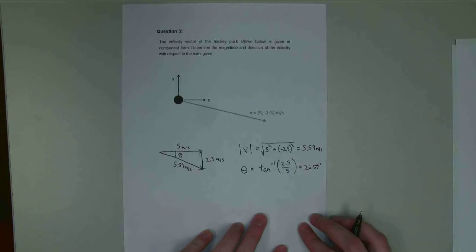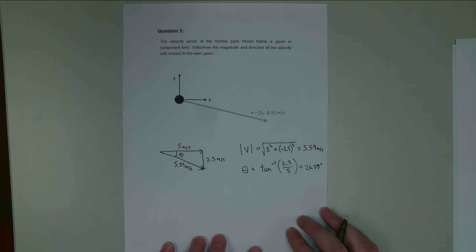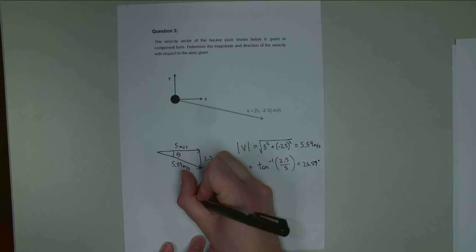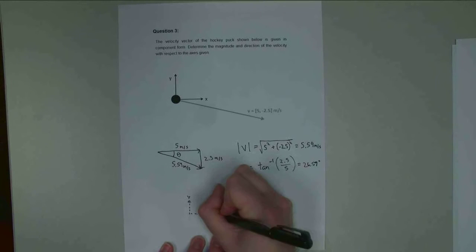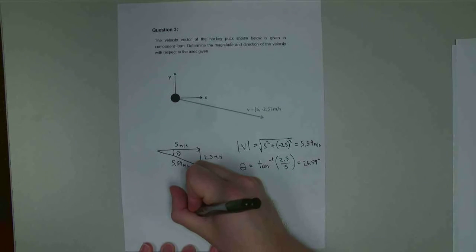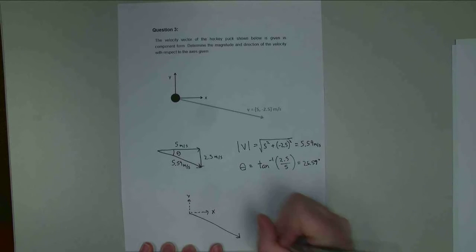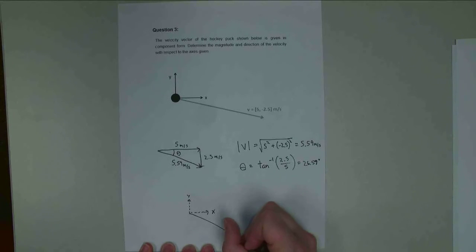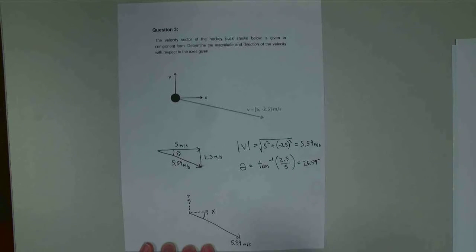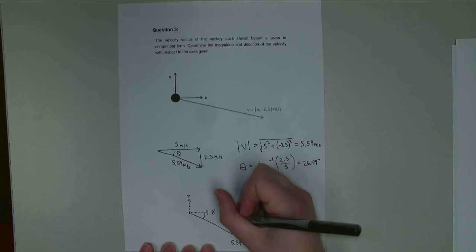All right, so now I know the angle as well. And I'm going to just simply redraw this for the solution. So I've got my y, x vectors here. Those are my axes. And the overall magnitude of this is 5.59 meters per second. And this angle is going to be down 26.57 degrees.